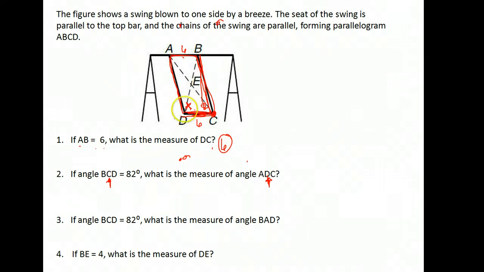Well, we know opposite angles are congruent, but these are not opposite angles. They're right next to each other, which means they're consecutive. What do we know about consecutive angles in a parallelogram? We know they're supplementary. So I know that the measure of angle ADC plus 82 should equal 180. And I can solve to find the measure of angle ADC by subtracting 82 from both sides. When I do that, I get that the measure of angle ADC is 98 degrees.